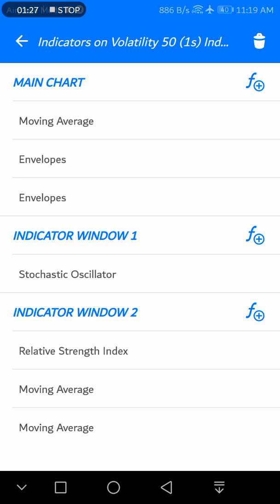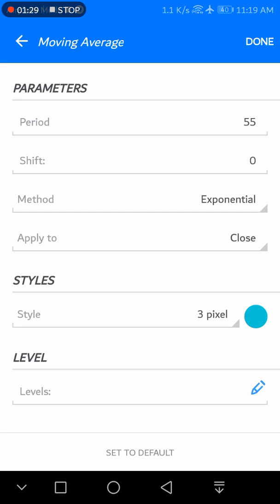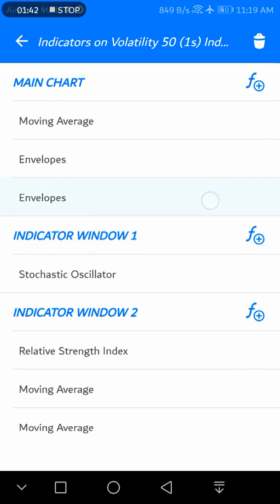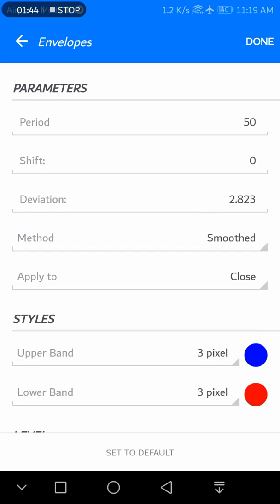First of all, you guys, what to do: add the moving average 55 period envelopes. Kindly take screenshots so you guys can easily set up this strategy. Here are the second indicator settings, so take a screenshot and set up after watching this video.